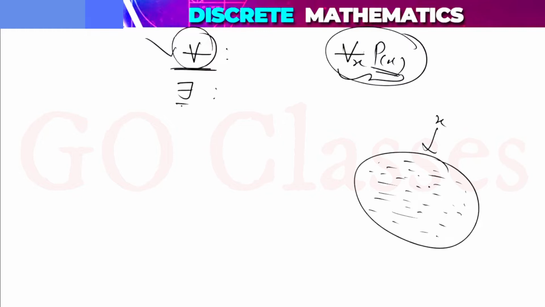What is the there exists quantifier? This quantifier is saying that, let's assume I want to say that in this domain, for at least one value, P(x) must be true. Then I will write: there exists x, P(x). Here I am saying that for at least one value, for some value in this domain, P(x) must be true.